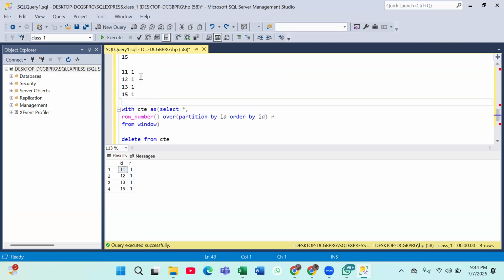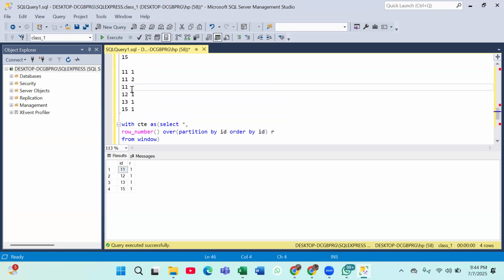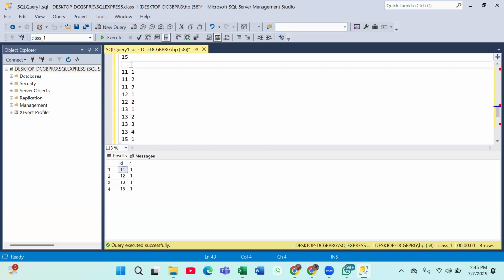Okay, let me tell you. Let's say we have multiple records, right? 11, 11. So you will write 2 here, 3 here, correct? For 12, it will be 2. And for 13, let's say we have multiple 13 as well. 13, 2, 13, 3, and 13, 4. Now let me know what you want. This is your R. Yeah, so we just needed once the numbers 11, 12, 13, and 15.